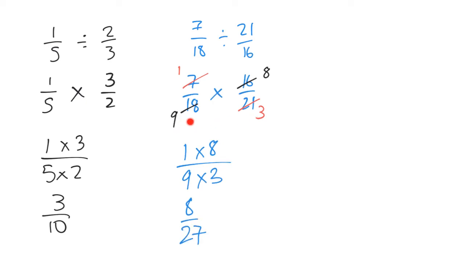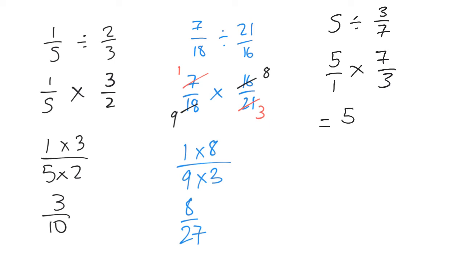Remember, we can't cancel sideways, so we can't divide the 9 and the 3 by 3. Example 3 is 5 divided by 3 over 7. Now the fraction we're dividing by, we turn it upside down and multiply, so that's going to be multiplied by 7 over 3. And the 5 we need to write as a fraction, as 5 over 1. So we look to see if we can cancel top and bottom. In this case we can't. So we multiply across the top, so that's 5 multiplied by 7, and across the bottom to get 1 multiplied by 3. 5 sevens are 35, 1 times 3 is 3.